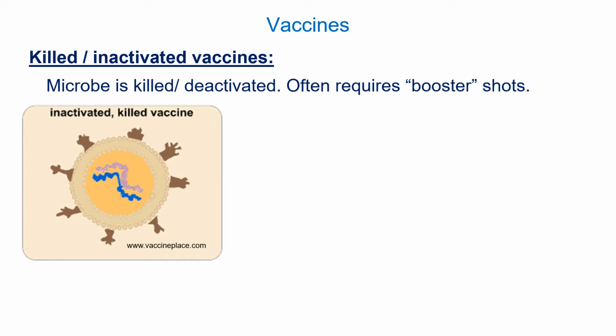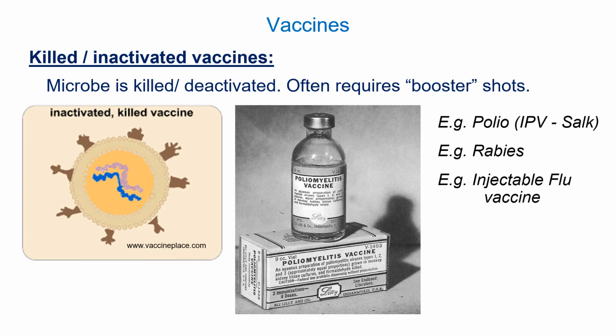A second type are killed. So what this means is they can be killed by heat, or they can be killed by chemicals, and these vaccines, some of them are very good. Often they require booster shots because they're not growing and propagating, so the body might clear them quickly. So we also have a polio vaccine in this category. This is the IPV, the injectable polio vaccine, also known as the Salk vaccine, the rabies vaccine, and your typical injectable flu shot, the one that most people get every year.